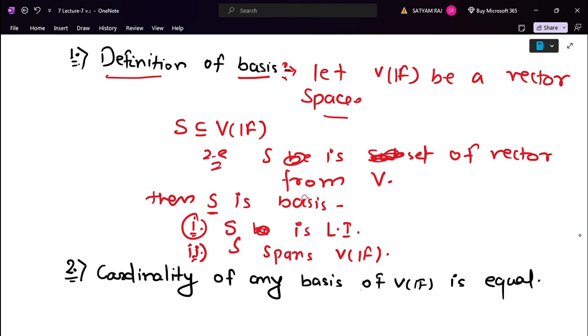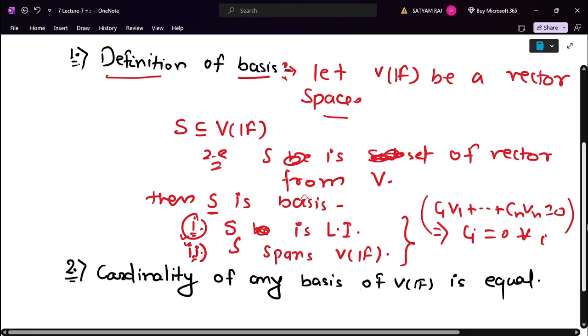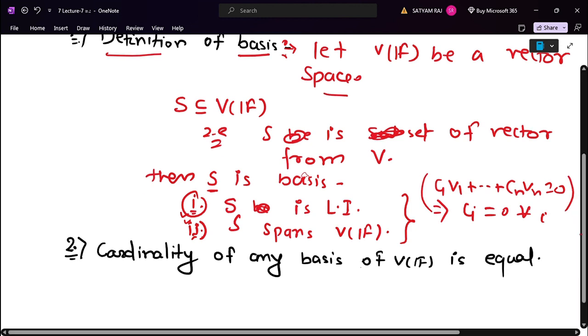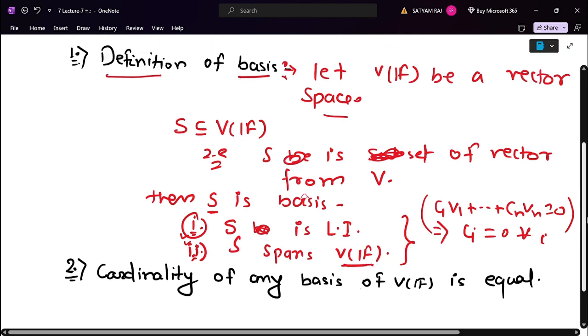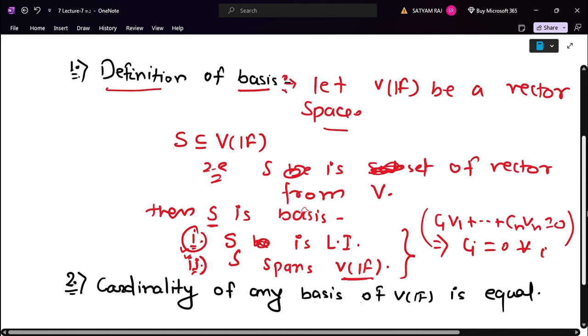Okay, so two conditions should be satisfied for a set to be a basis: that it should be linearly independent. What is linearly independent? Whenever C1 V1 plus dot dot Cn Vn equal to 0 will imply Ci equal to 0 for all i. This is the definition of linearly independent, and it spans the whole vector space. So that is the definition of basis of a vector space.